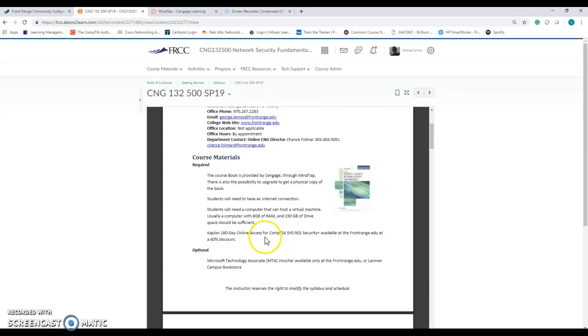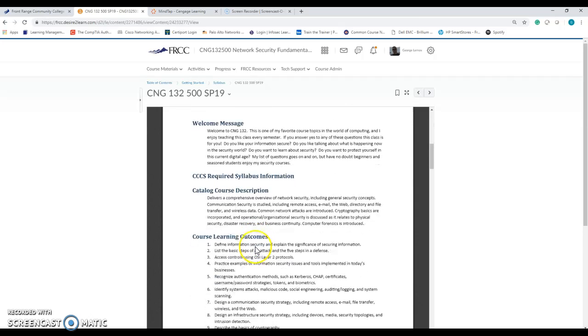If you look at our syllabus, there's a requirement for having Kaplan 180-day access for the SY0-501 test, the Security Plus test. It's available at frontrange.edu at the Larimer Campus bookstore. I believe there's a video made out there, but I'll also make another one fresh today. Practicing for your real CompTIA Security Plus test and preparing for that will also help make up any test grades that you bomb on or don't do well on.